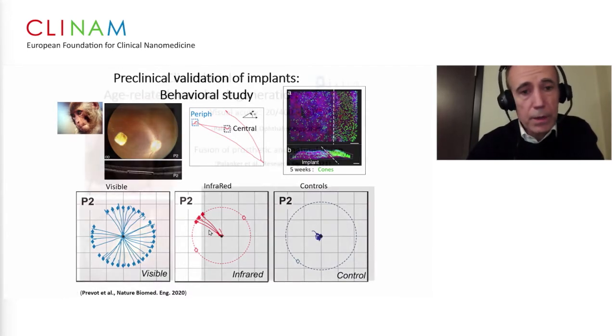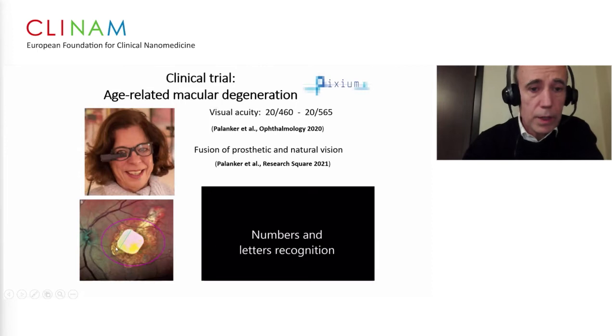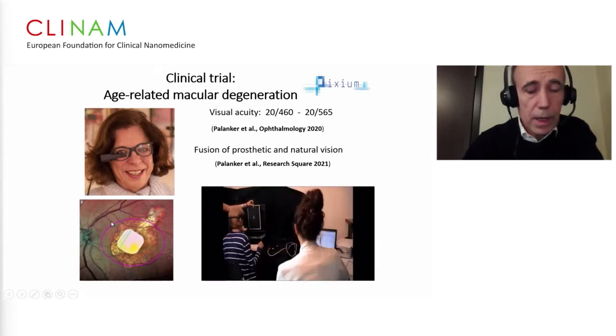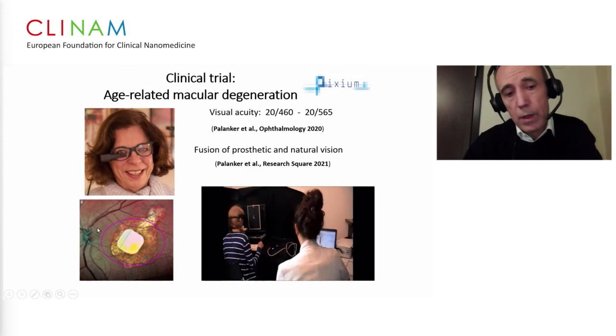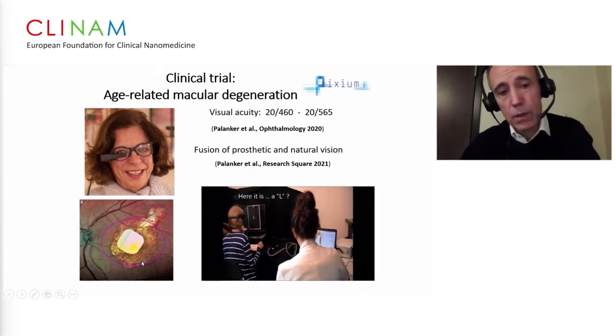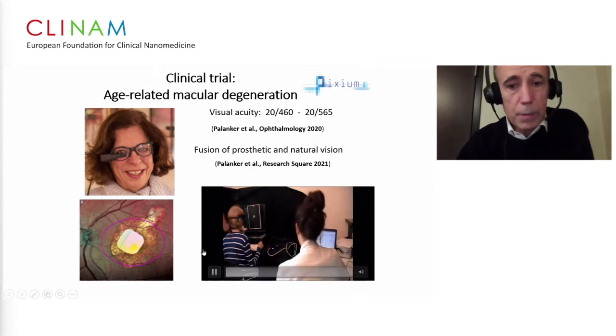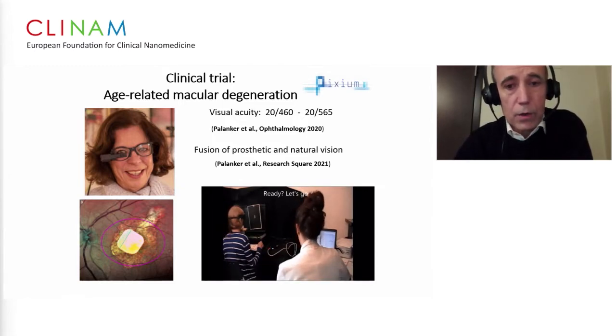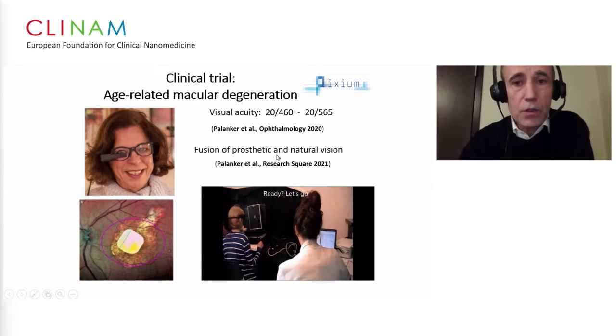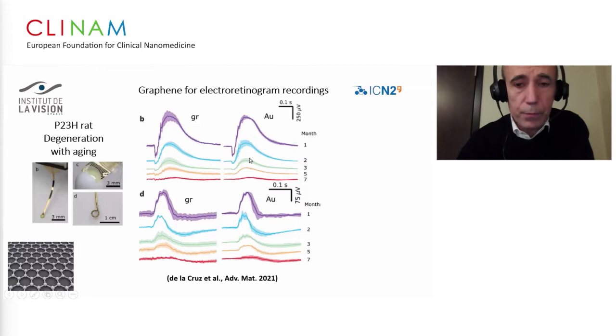So these implants are now in clinical trial, and you see here the implant at the back of the eye, and then we can see the infrared light that is shone on the retina, and you see the patient can read with this type of device. These patients have age-related macular degeneration. They recover a visual acuity that is 20 over 460 or 20 over 565. They can fuse the prosthetic vision and the natural vision.